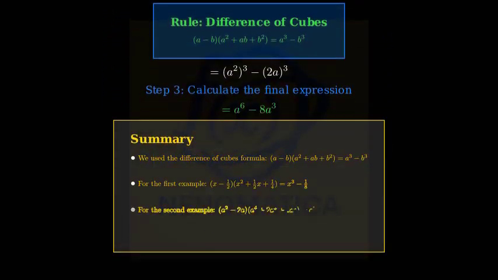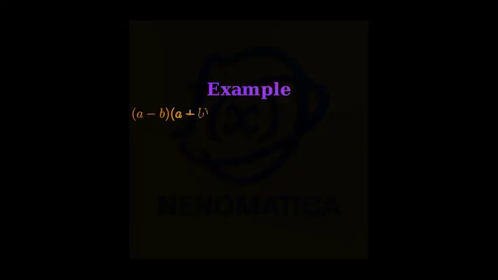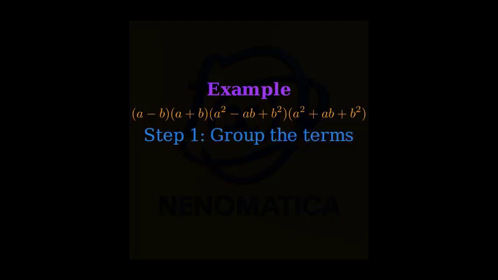Let's summarize what we've learned in this lesson. We've seen how to use the difference of cubes formula to simplify algebraic expressions. This formula states that (a minus b) times (a squared plus ab plus b squared) equals a cubed minus b cubed. Let's look at our example problem. We need to simplify this expression: (a minus b) times (a plus b) times (a squared minus ab plus b squared) times (a squared plus ab plus b squared). Let's begin our solution by grouping the terms.